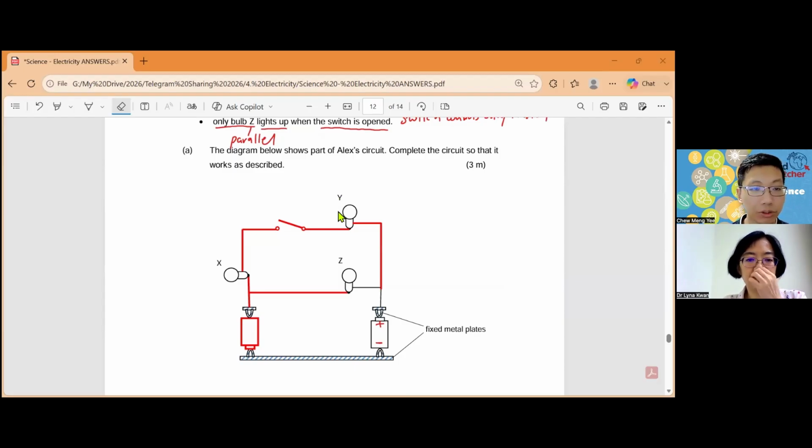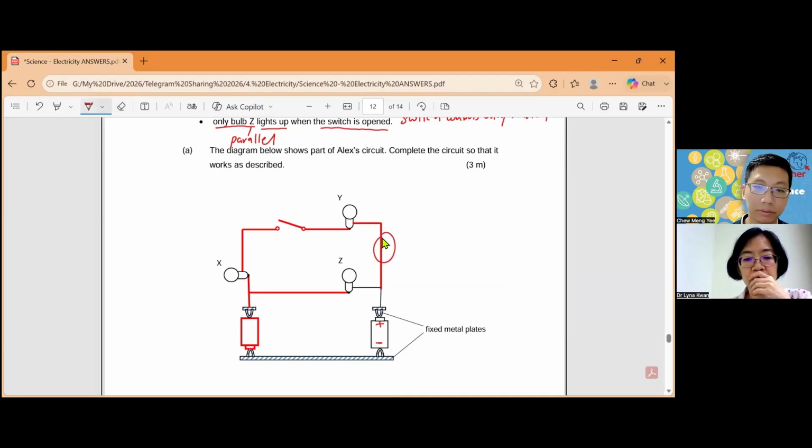Can you put a switch in front of Y? What is the in front? Do you mean here? As long as they are on any part of this path is fine. You want to put it here, put it here, put it here, it doesn't matter, right? Because they are still some part of the same path. Okay, so that's okay.